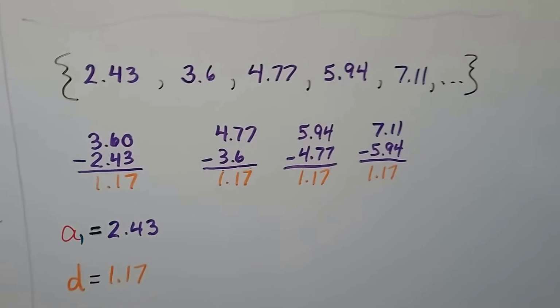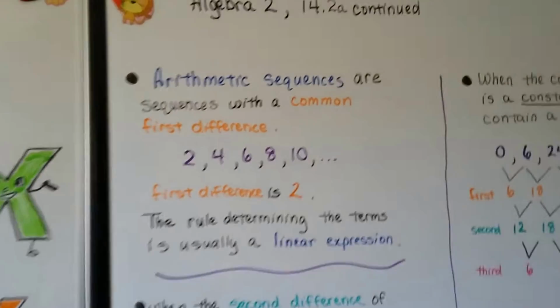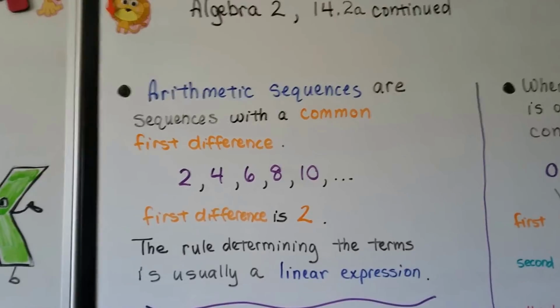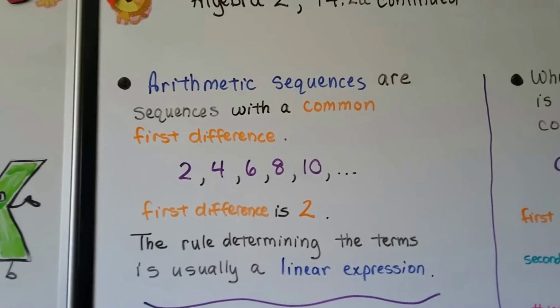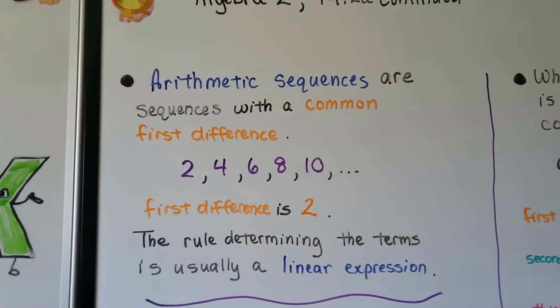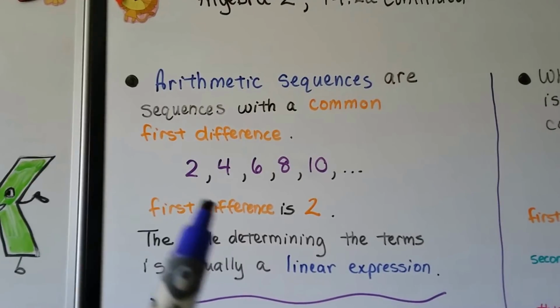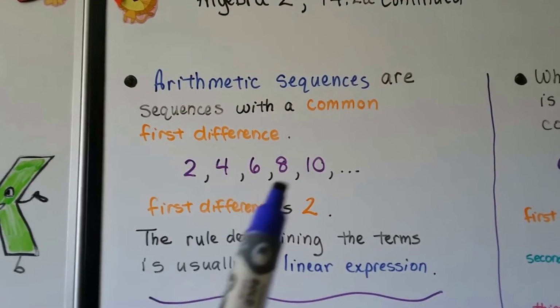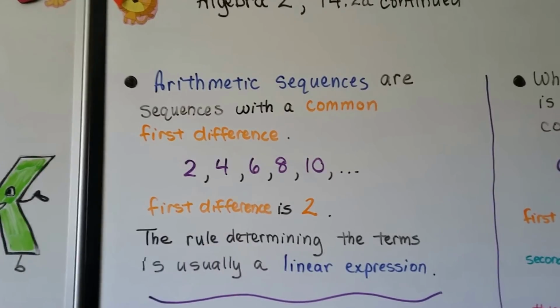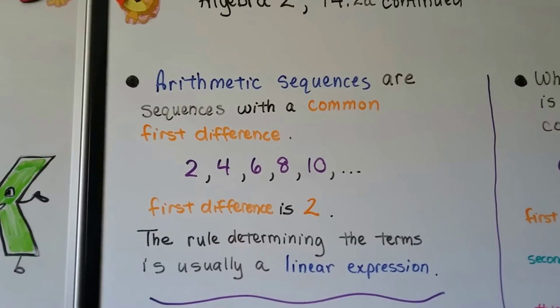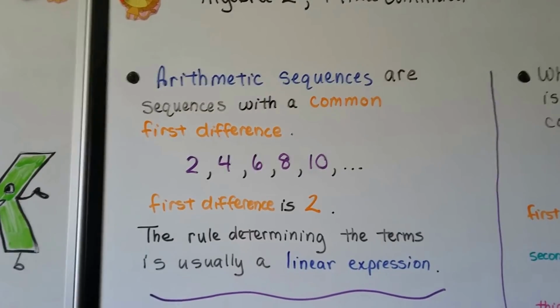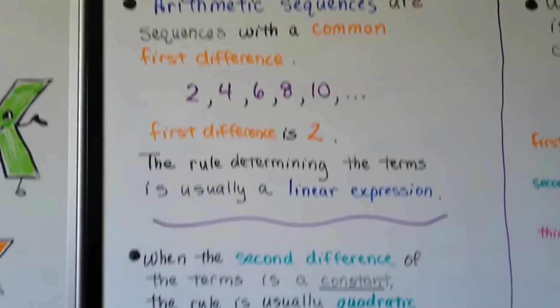So now let's talk about first, second, and third differences. Arithmetic sequences are sequences with a common first difference. We have 2, 4, 6, 8, 10, and so on. The first difference is 2. 4 minus 2 is 2. 6 minus 4 is 2. 8 minus 6 is 2. And the rule determining the terms is usually a linear expression. So that's first differences.